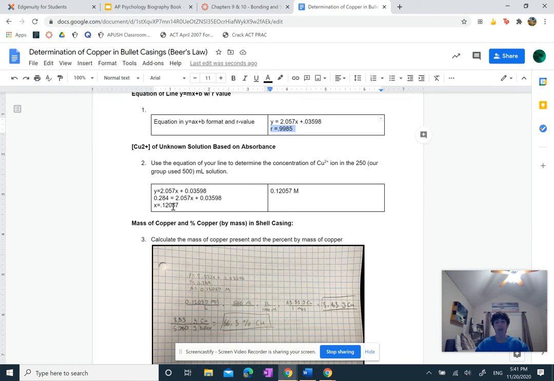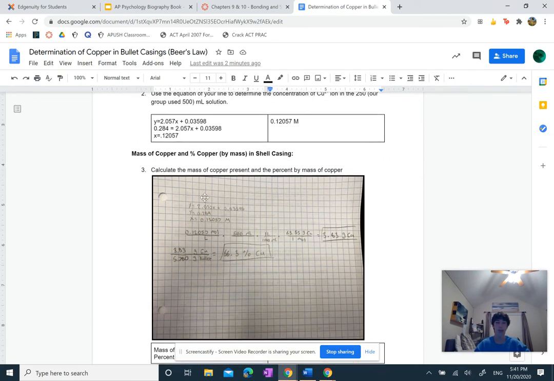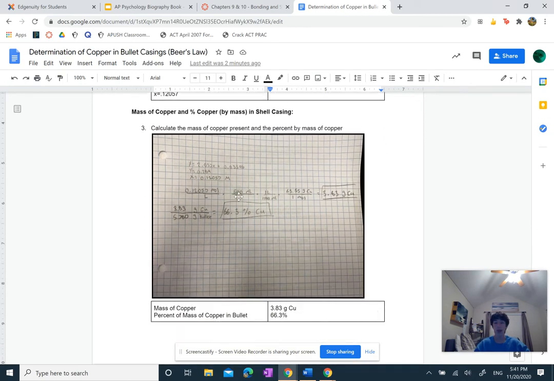As we keep on going, the unknown concentration of our solution is based on absorbance. I had Joe plug in 0.284 for our Y value, which is the absorbance because it's on the Y axis. We ended up getting a concentration of 0.12, which is pretty close to what I thought, 0.12057 molars to be exact. Then Joe ended up doing the equation work for this, which was really nice. Coming back from quarantine, he really came in clutch here.